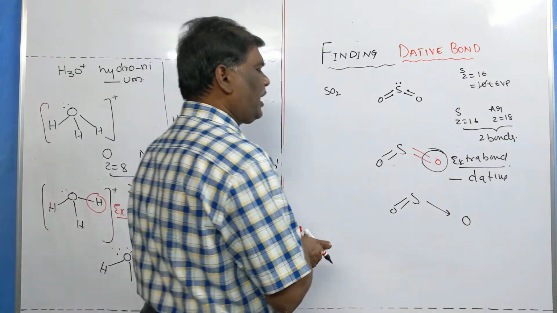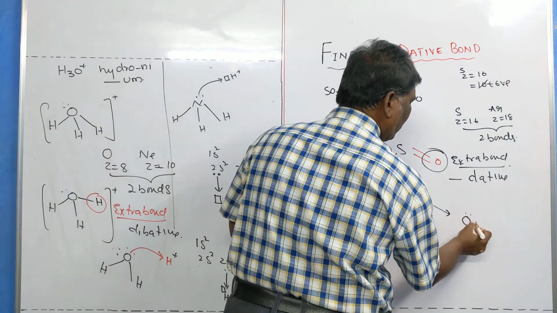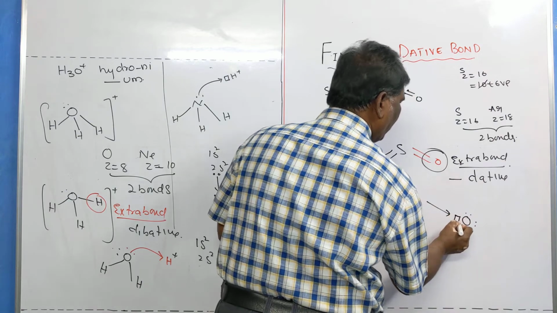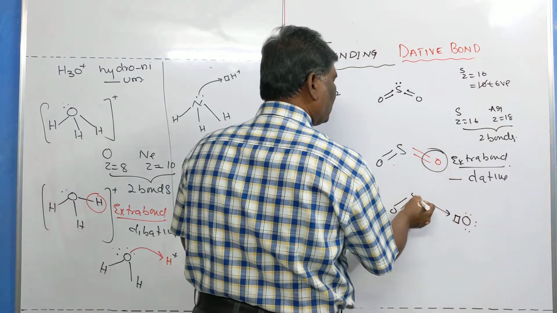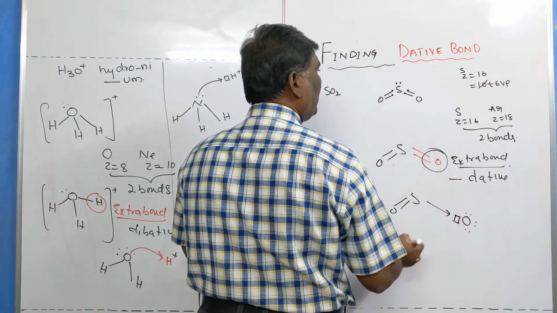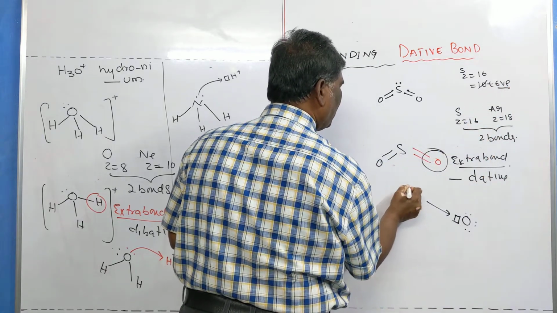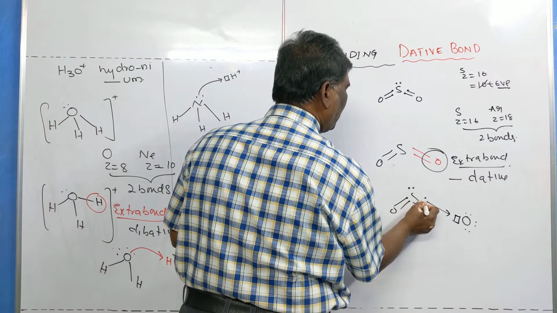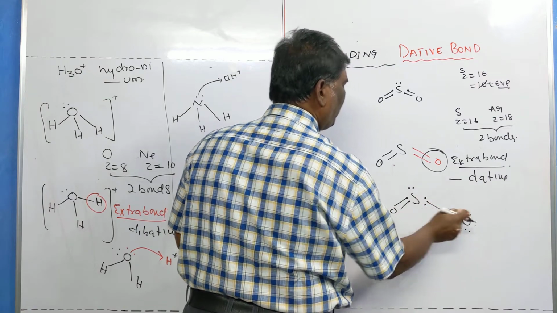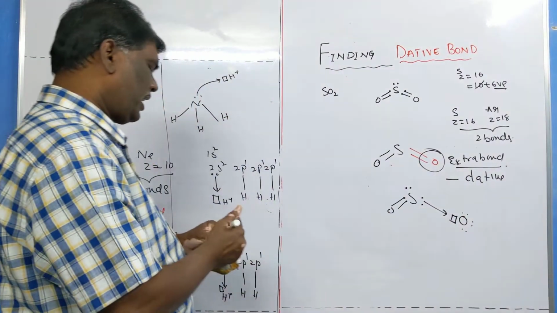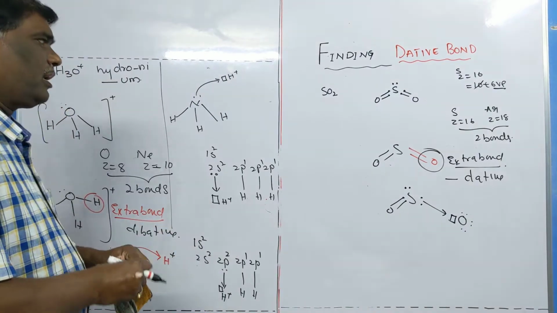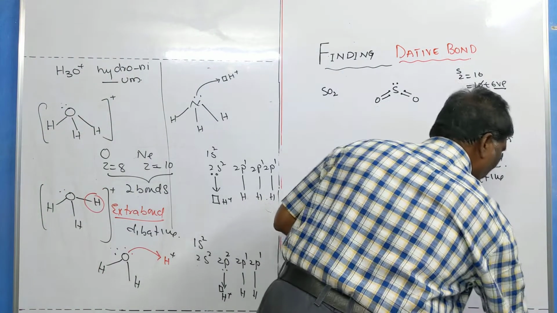The oxygen has 6 valence electrons, so it has a vacant orbital. Whereas sulfur actually has 6 valence electrons. One used, still it has 4 electrons. Out of 4, 2 are donated to this one. So SO2 has one dative bond.